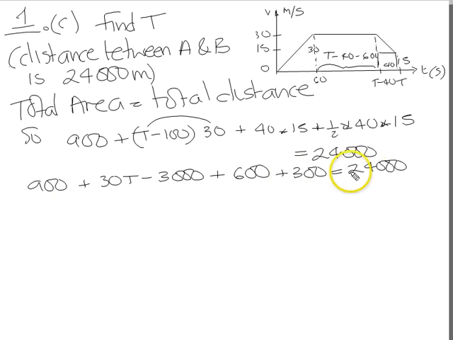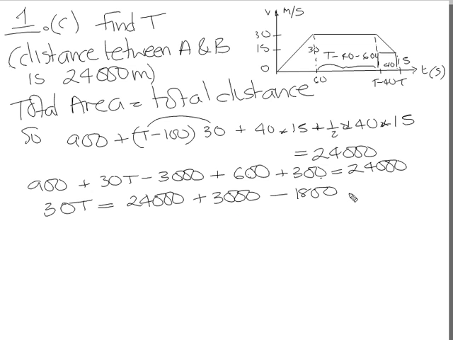Okay, so can you see this equation now in t? We'll be able to solve for t, won't we? So we better move everything around. So 30t then will equal 24,000. And now if I add these up and then I can move them across. Well, what I'll do is I'll move the 3,000 over. But the 900 and 600 and 300, that's 1,800. So it'll be minus 1,800 when I move it over, won't it?